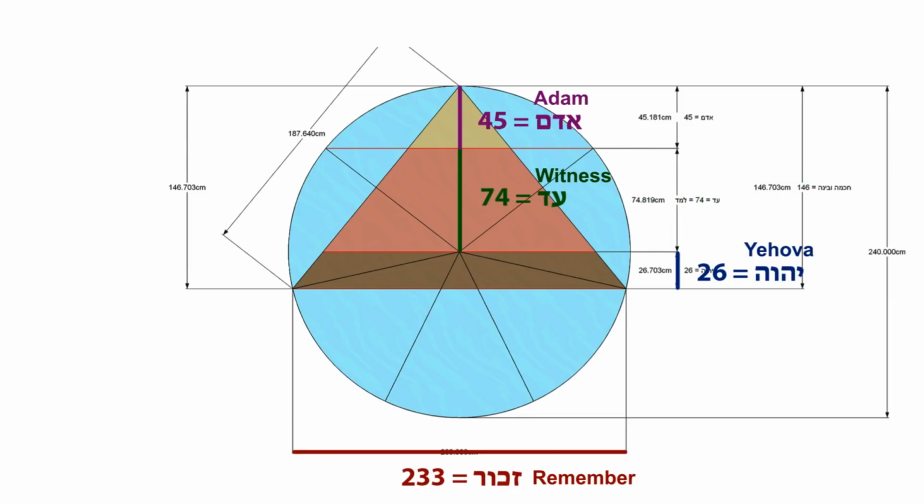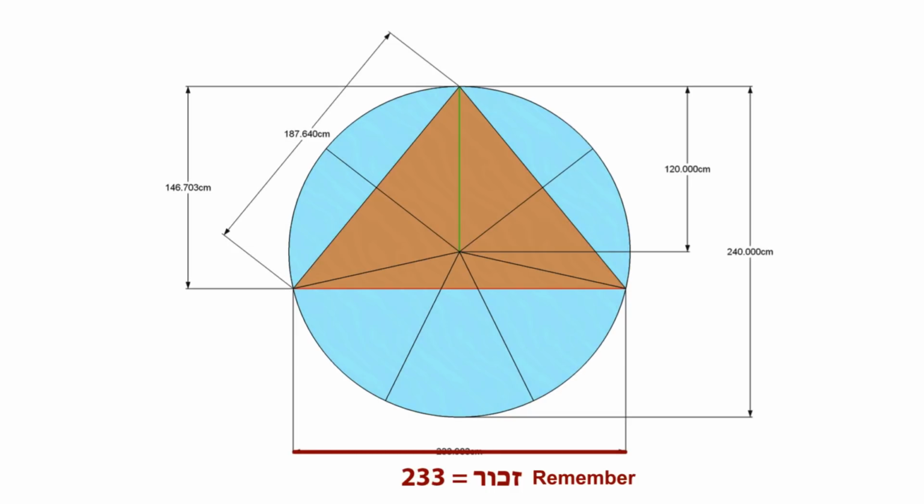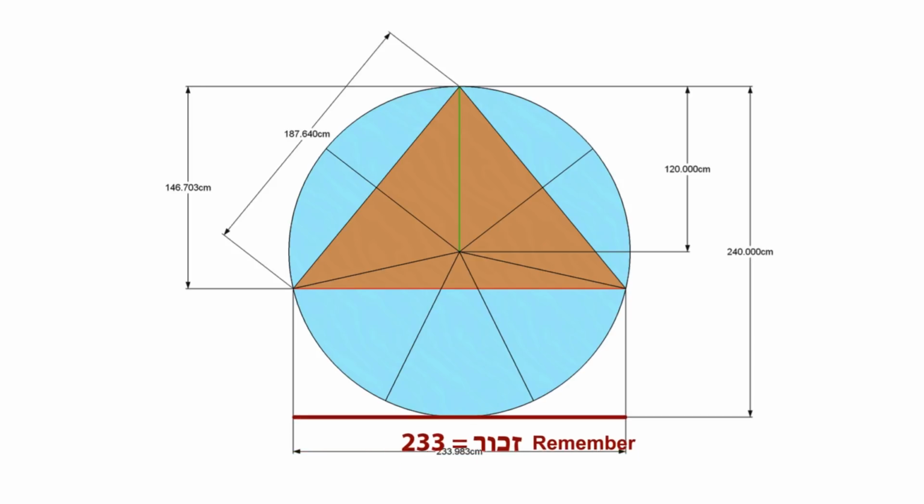Which brings us back to the base of the pyramid and the word remember. On the basis of this, we can examine the height of the pyramid 146, which equals to words such as world, equals to olam.